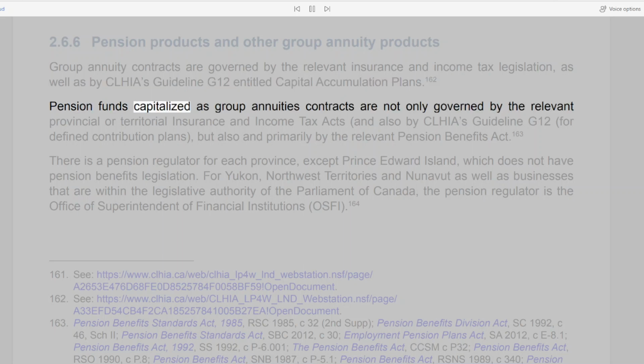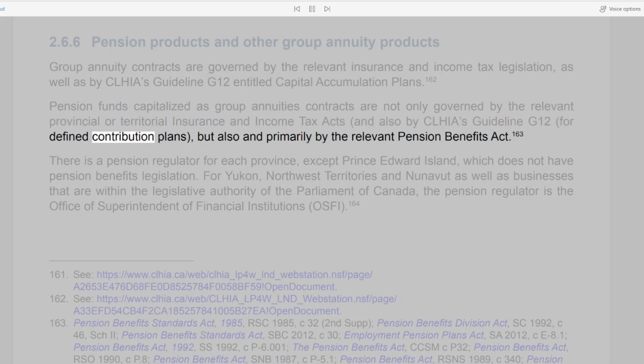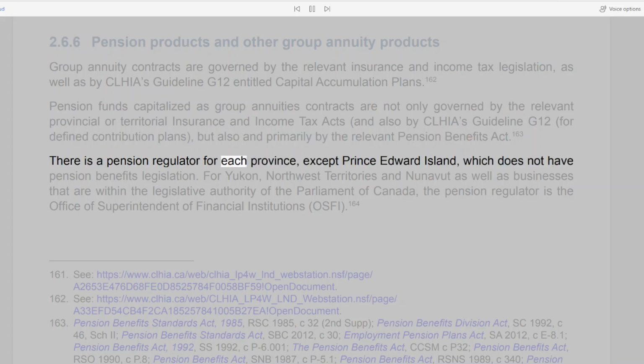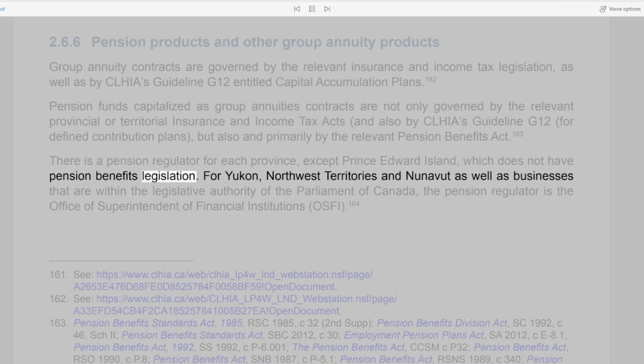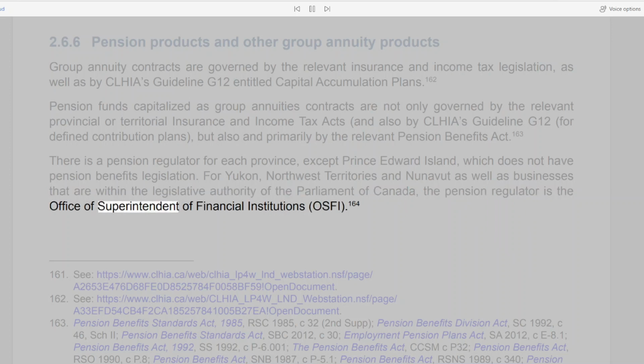Pension funds capitalized as group annuity contracts are not only governed by the relevant provincial or territorial insurance and income tax acts, and also by CLHIA's Guideline G12 for defined contribution plans, but also and primarily by the relevant Pension Benefits Act. 163. There is a pension regulator for each province, except Prince Edward Island, which does not have pension benefits legislation. For Yukon, Northwest Territories and Nunavut, as well as businesses that are within the legislative authority of the Parliament of Canada, the pension regulator is the Office of the Superintendent of Financial Institutions, OSFI. 164.